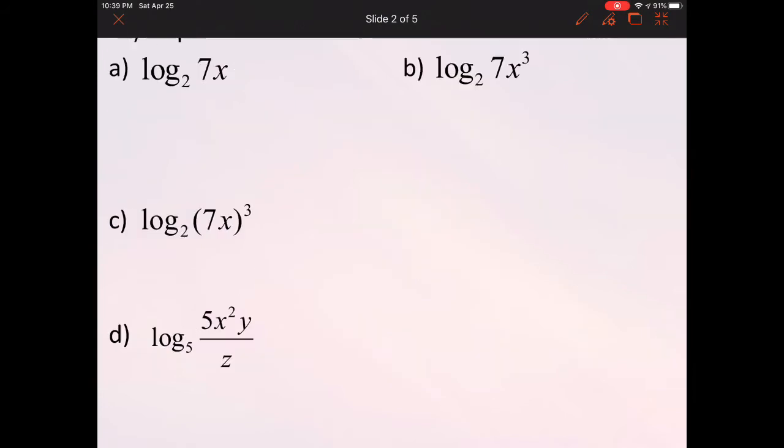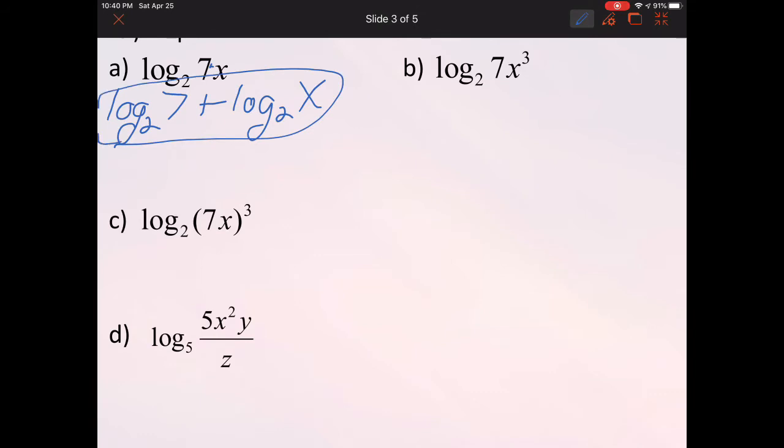All right, so let's talk about some examples. This log base 2 of 7x, this 7 and this x is being multiplied. So the property says we add. So we take log base 2 of 7 plus the log base 2 of x, and you leave it just like that. Okay? You don't do anything with the log base 2 of 7 because it technically can't be done, and it's a decimal, and we leave it alone. So this is your answer right here. That's it.